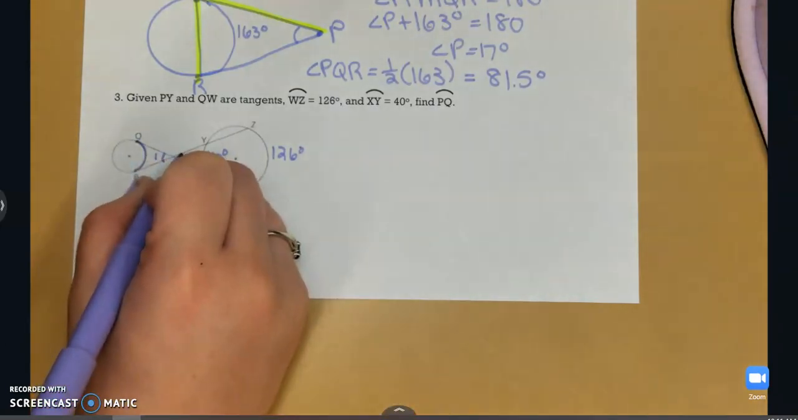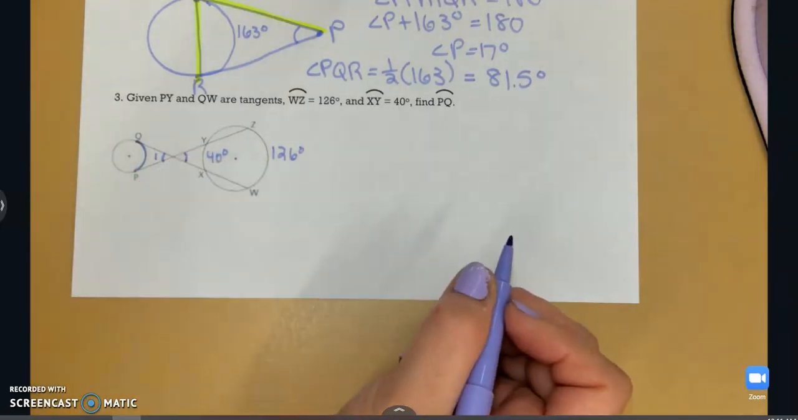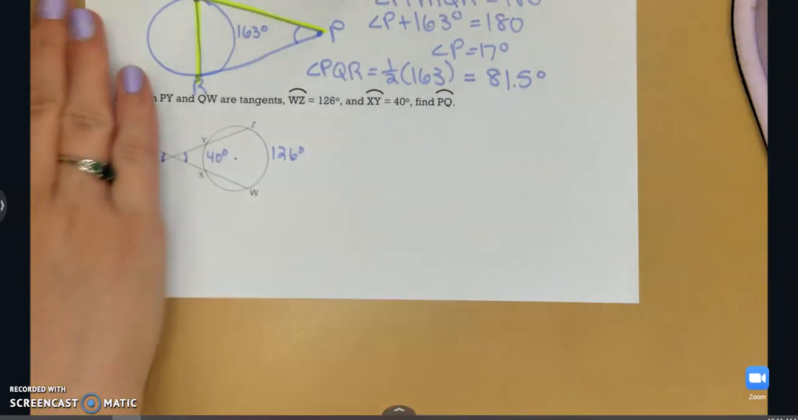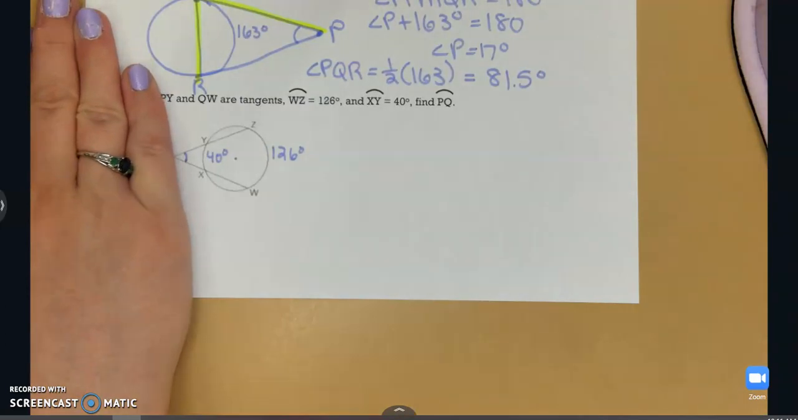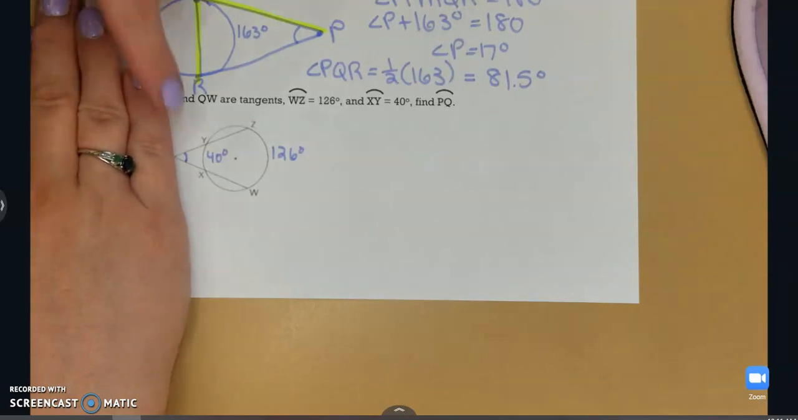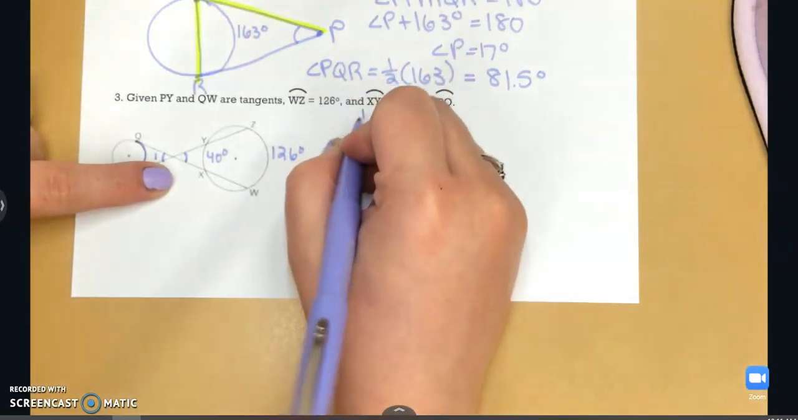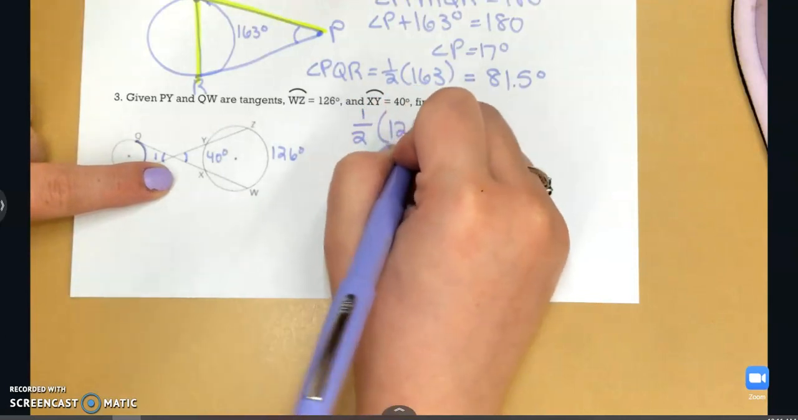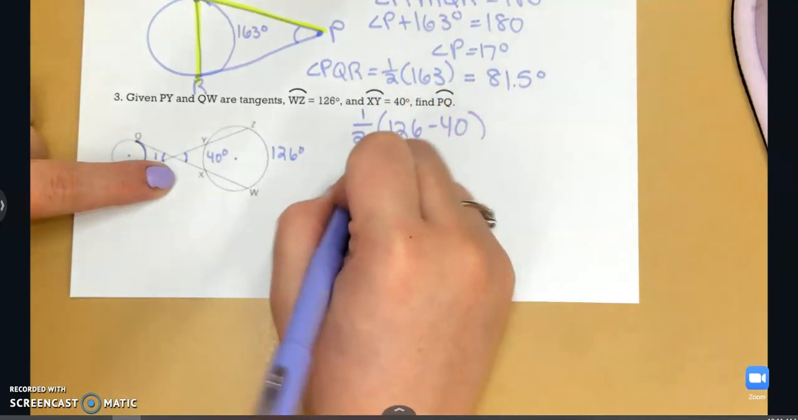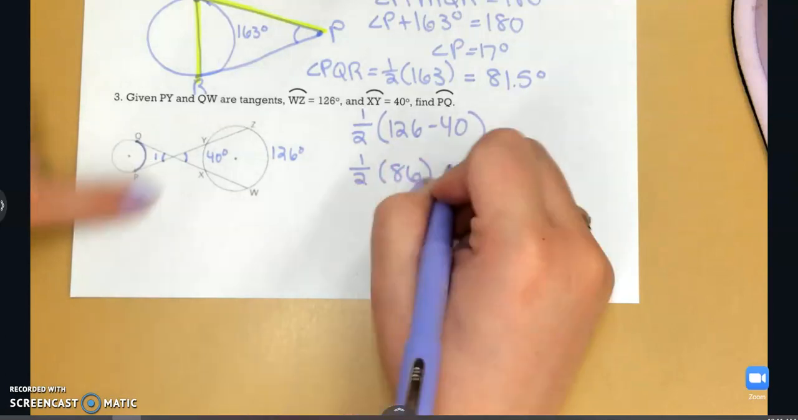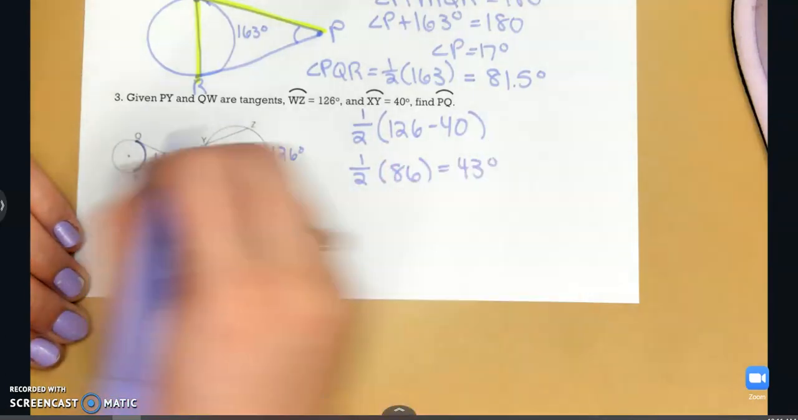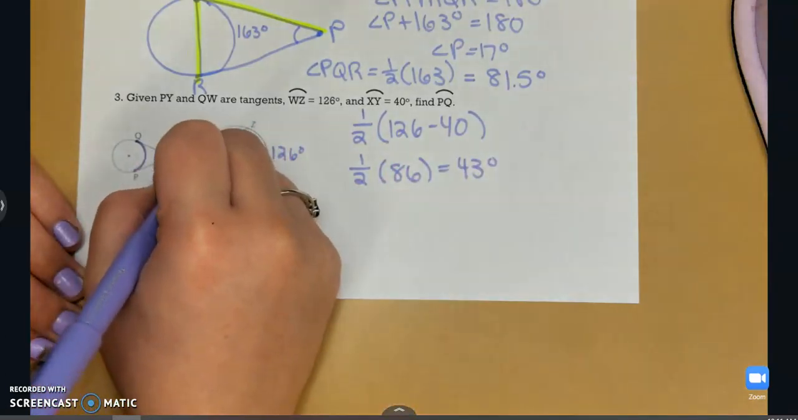Well, this angle 1 is a vertical angle to this other angle. And if I'm looking at just my circle on the right, that is an angle where the vertex is outside the circle. Remember, when the vertex is outside the circle, the angle measure is half the difference of the two arcs. I know the measure of those two arcs, so let's find this exterior angle. 1/2 of 126 minus 40. That's going to be 1/2 times 86, which is 43 degrees. So this exterior angle is 43 degrees.